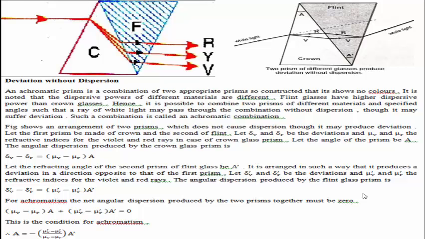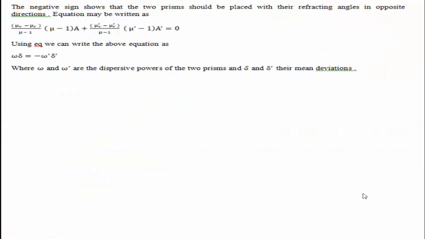Therefore, A is equal to minus (ν' V minus ν' R) whole divided by (refractive index of violet minus refractive index of red), multiplied by A'. The negative sign shows that the two prisms should be placed with their refracting angles in opposite directions.